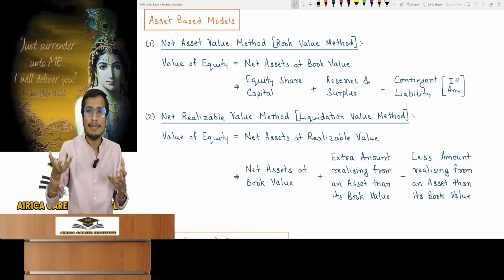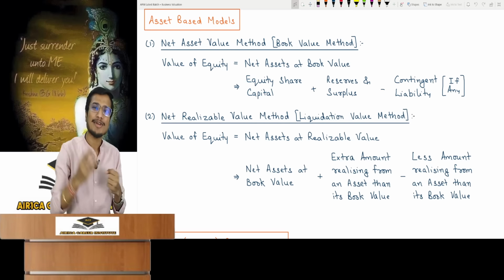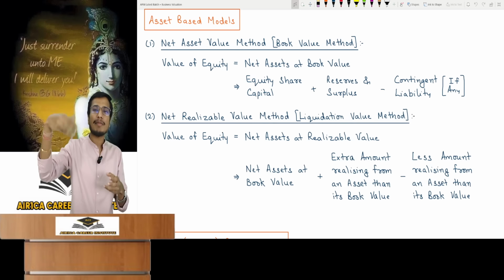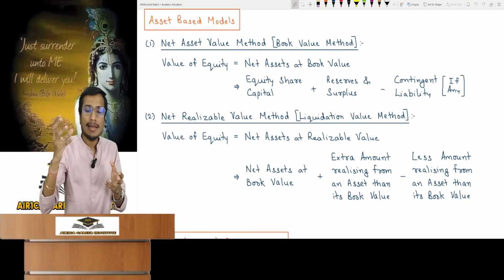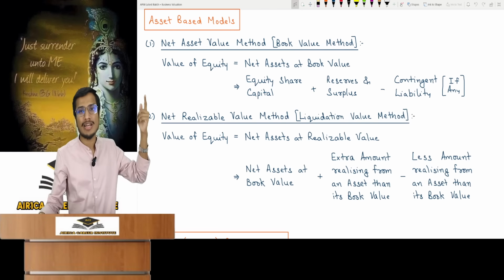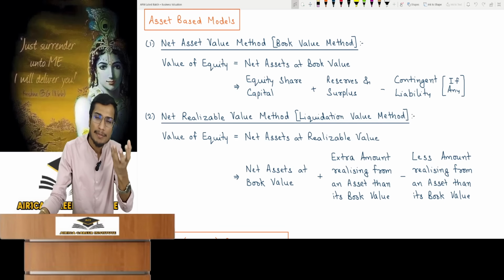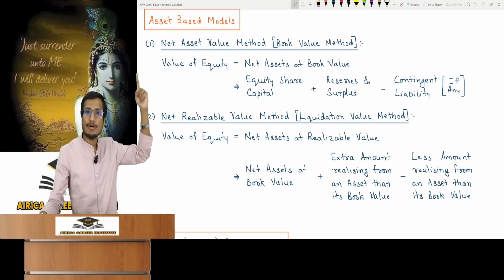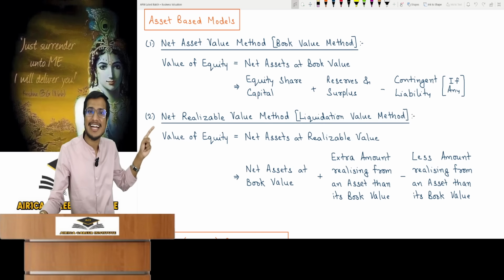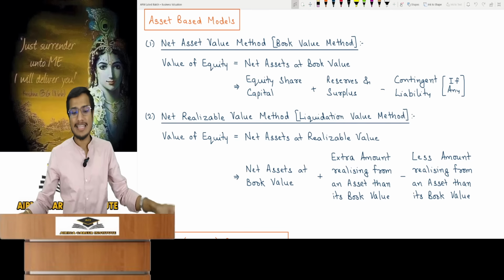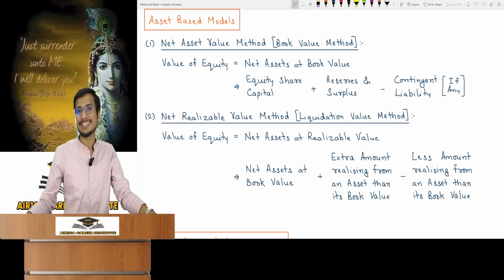The market value of assets must have changed and you should take them at their current value. If these assets had to be sold today, what money would be received? It's better to consider that than the book value. You should consider what you would get today, the money from selling them. That's what will reflect the real fair value. So to overcome that problem, a new method was introduced in the asset-based model, the net realizable value method, which you also call the liquidation value method.